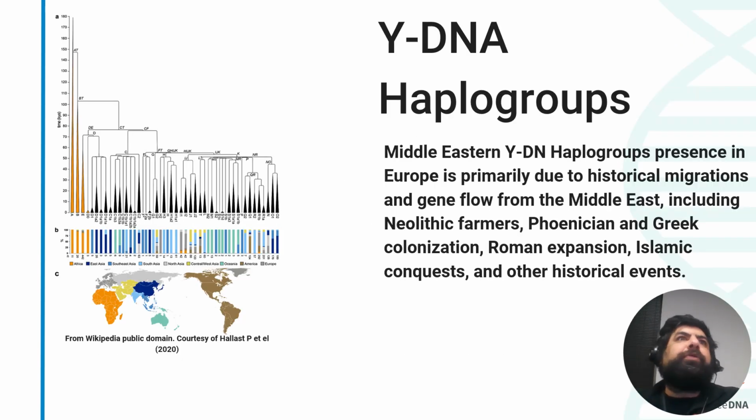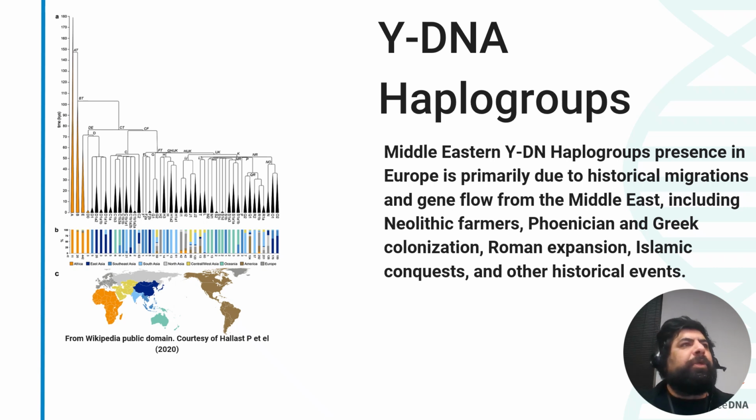Middle Eastern DNA haplogroups are present in Europe, as we said earlier, due to historical migrations and gene flow from the Middle East. This includes mainly Neolithic farmers, Phoenician and Greek colonization, Roman expansion, Islamic conquest, and other historical events such as the Ottoman era. Now, what you see over here is more or less all haplogroups. It's a tree that represents all haplogroups, and a globe.